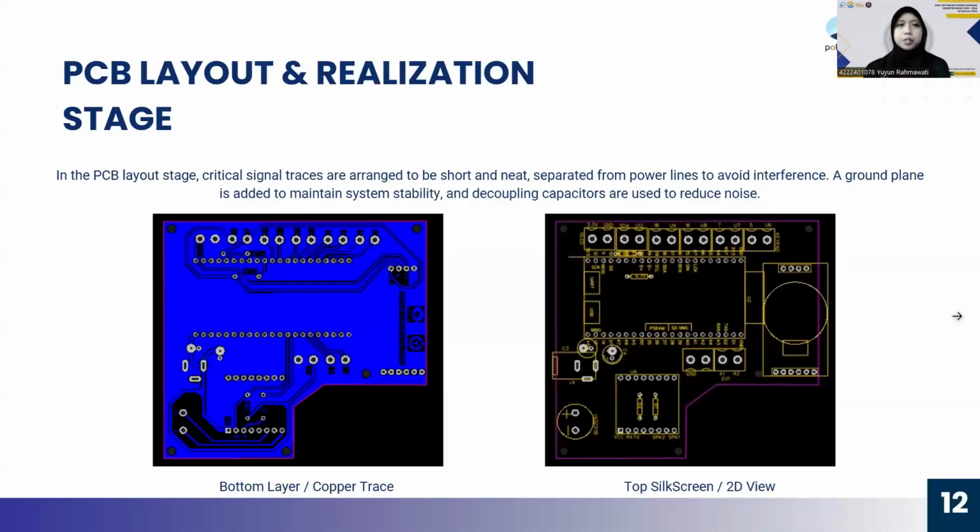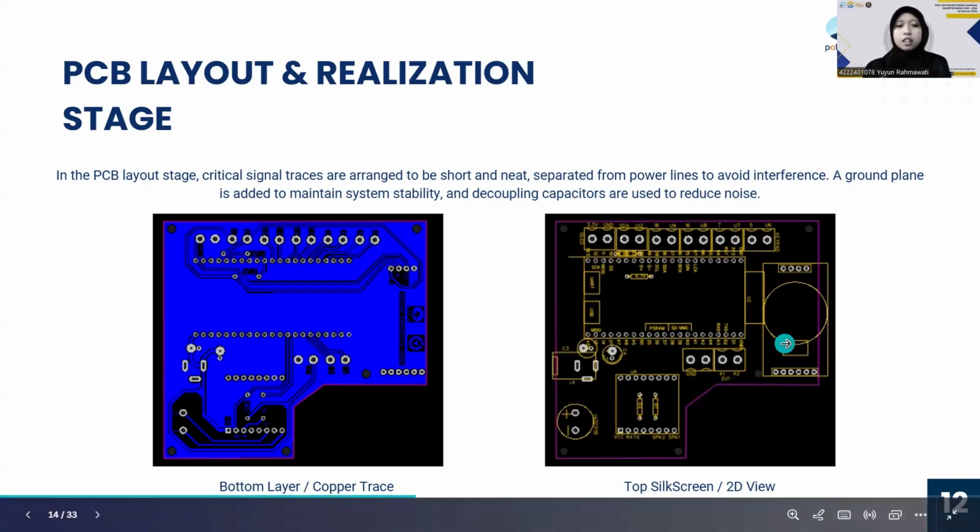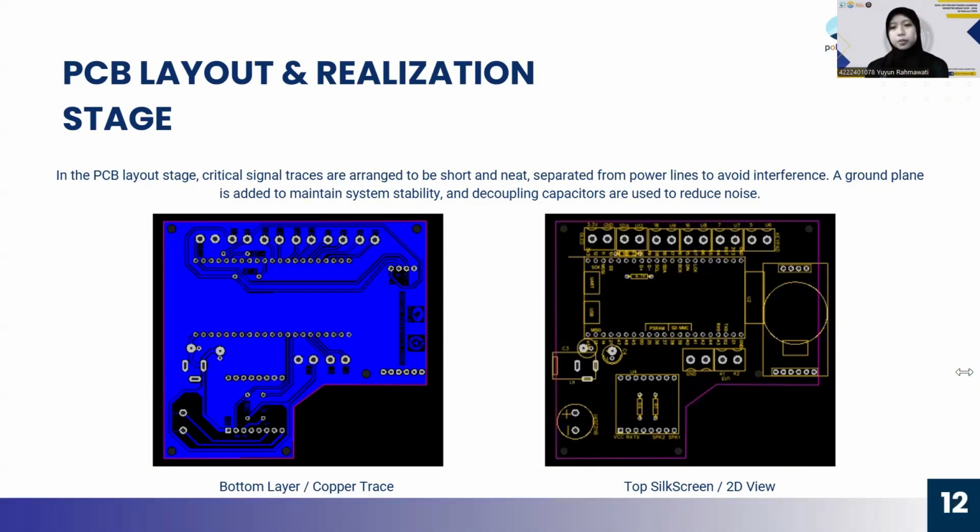And then this is the PCB layout and realization stage. In the PCB layout stage, critical signal traces are arranged to be short and separated from power lines to avoid interference. A ground plane is added to maintain system stability, and coupling capacitors are used to reduce noise. This is the bottom layer, and then this is the top view, silkscreen, or 3D view.